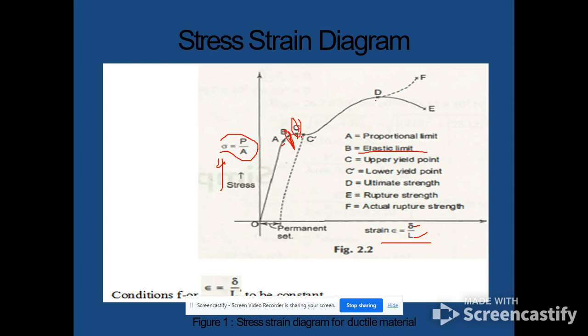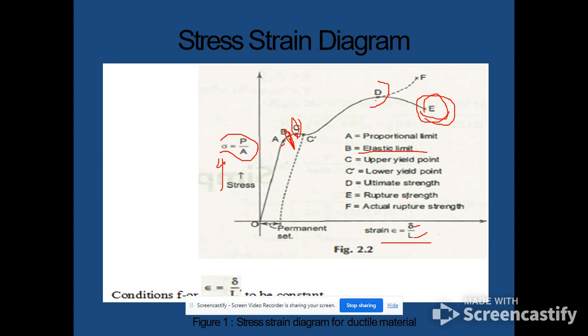Next one is the ultimate strength, or maximum strength. It is the maximum value of stress applied beyond the yielding point. Beyond the yielding point, it is called the ultimate strength. The last one is the fracture point, or rupture strength, indicated by the letter E. Fracture point is the value of stress at which the material starts to fracture, or the breaking point, called the E point. That's the rupture strength.